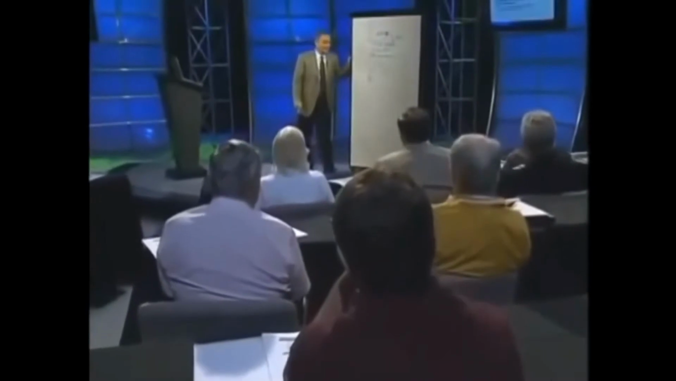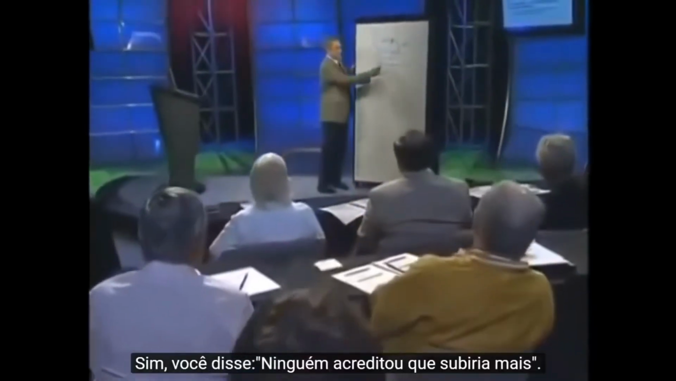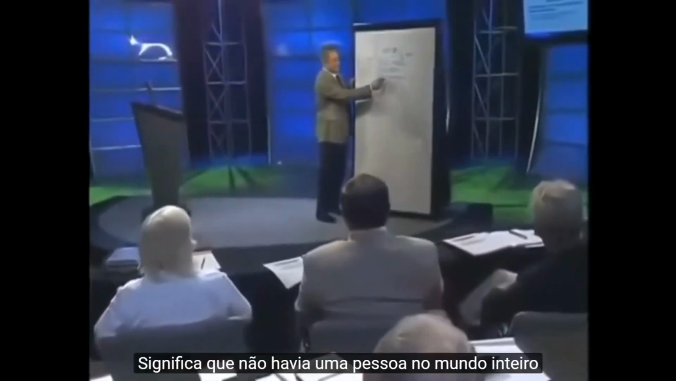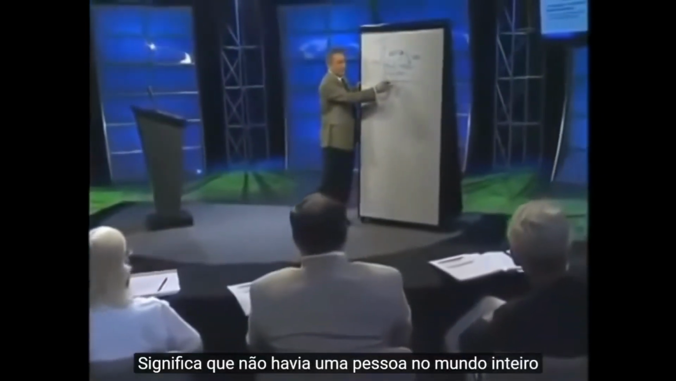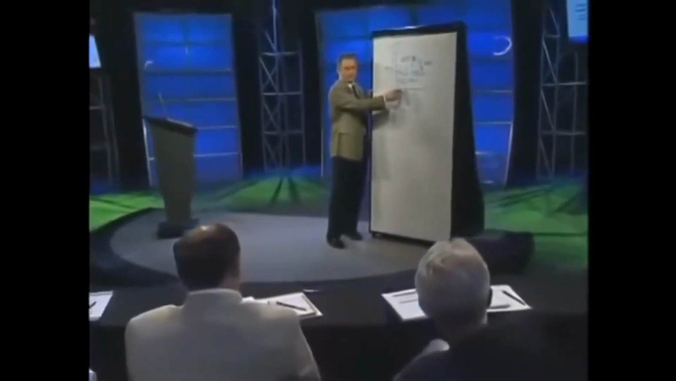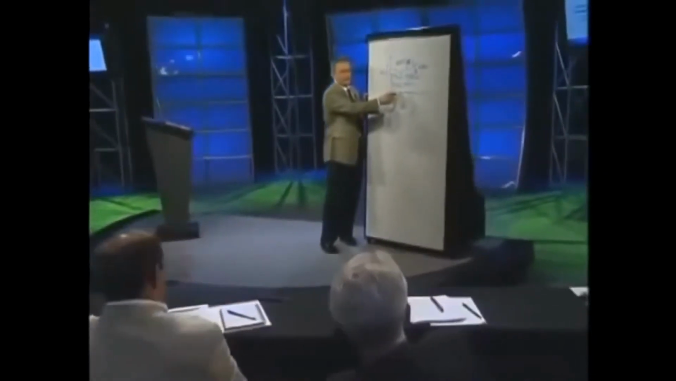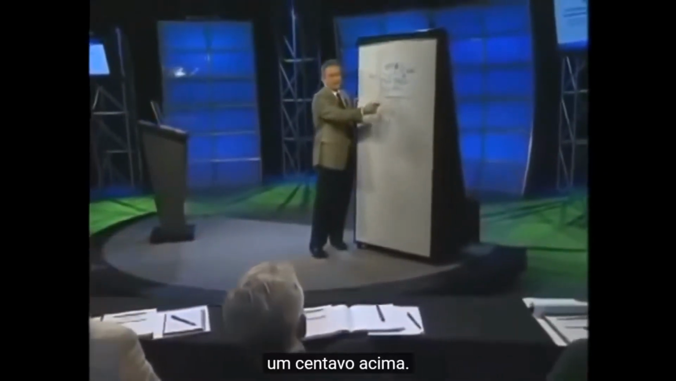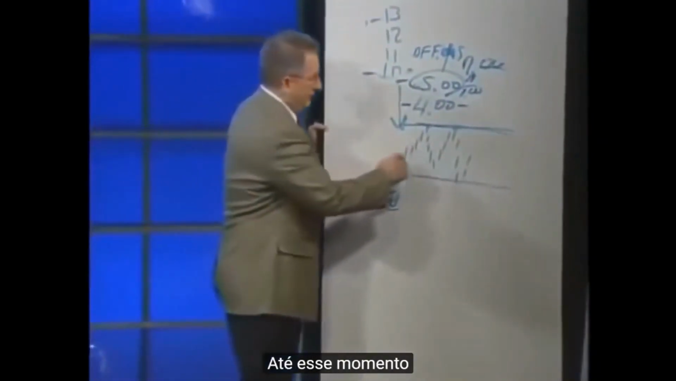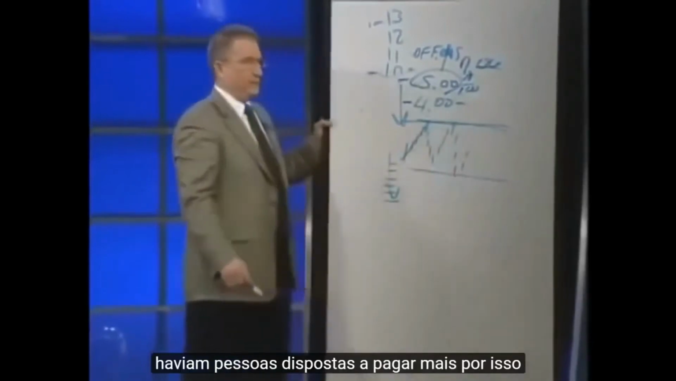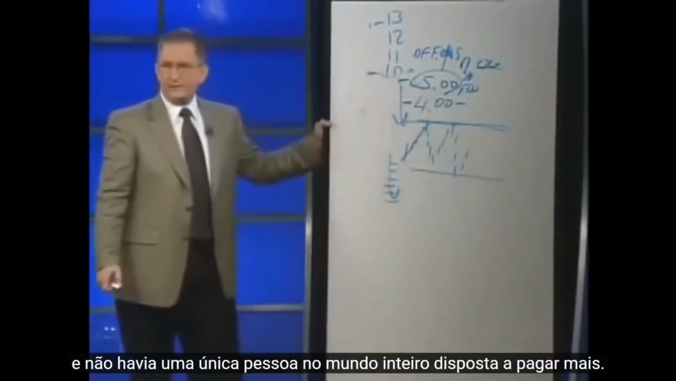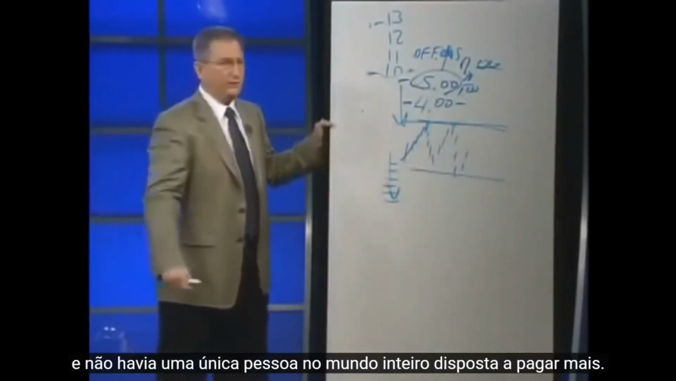What's that? Nobody believes it's going to go higher. In other words, there wasn't. You're right. He said that nobody believes it's going to go higher. It represents that there wasn't one person in the whole world that was willing to bid the price one tick higher. Not one. Up to this point, there could be any number of people who were willing to bid it higher. But it got to a certain price level, and there wasn't one person left in the whole world that would bid it higher.